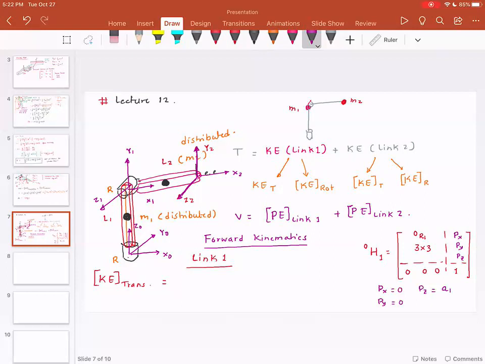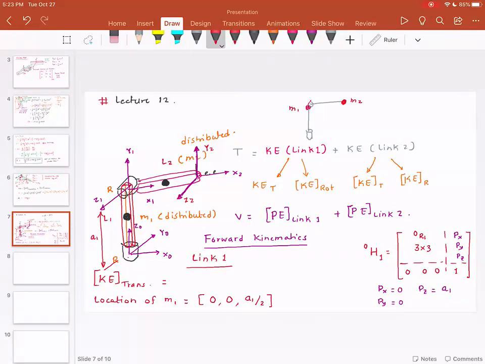Are you with me so far? If you look at your 0H1, Px is equal to 0, Py is equal to 0, and Pz is equal to A1. What that means is this is A1. Now, with this information, I want you to tell me the coordinates, the location of mass M1. Location of M1 is 0 about X0, 0 about Y0, and A1 by 2 about Z0.